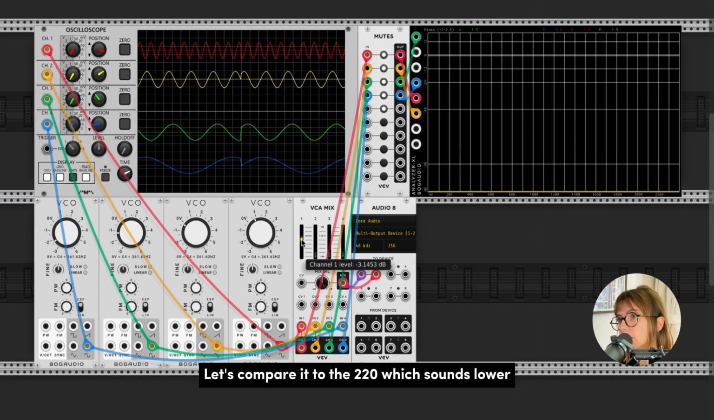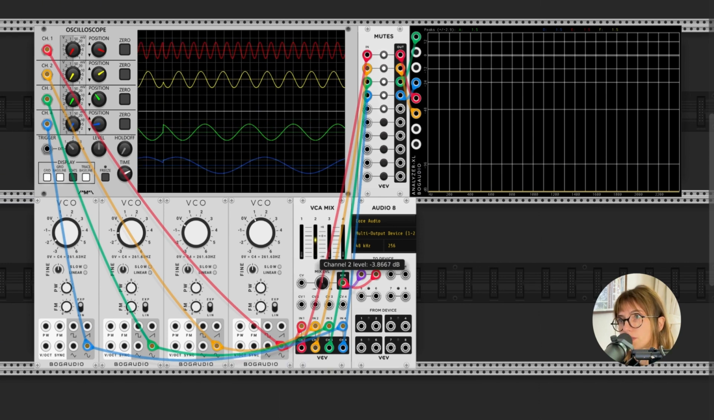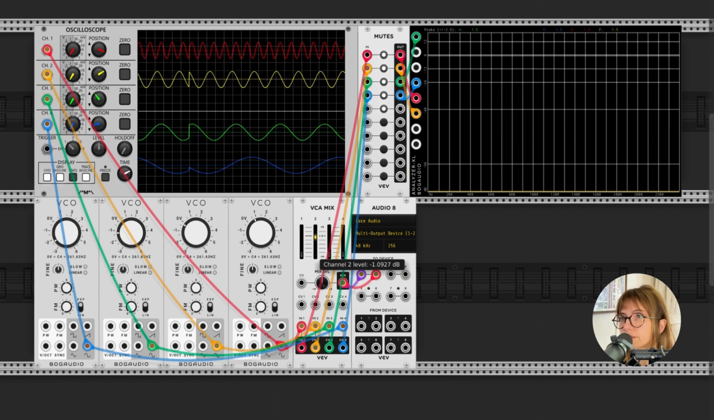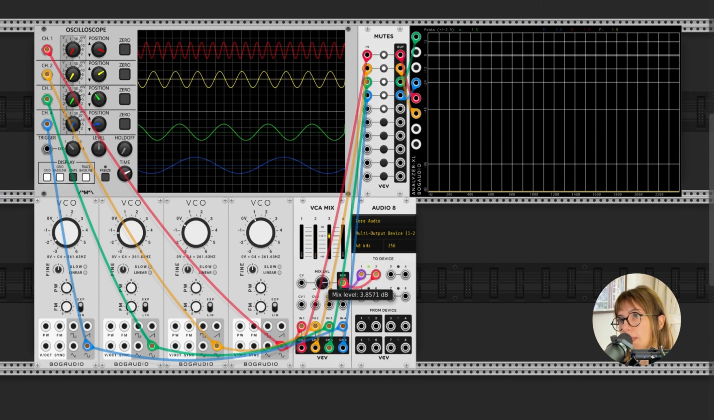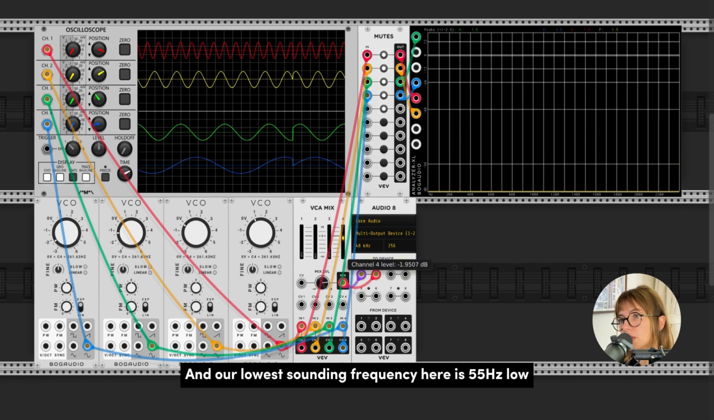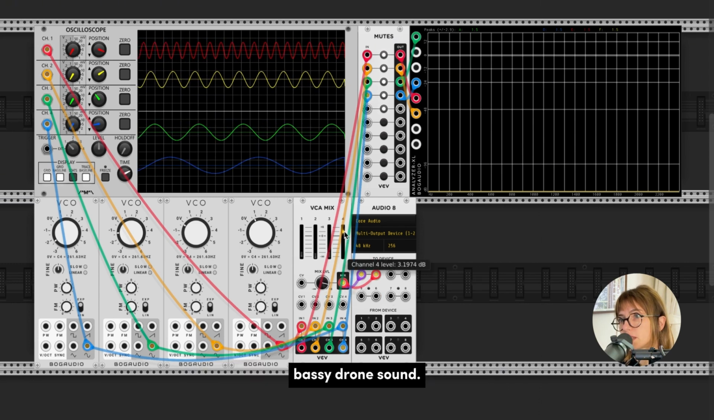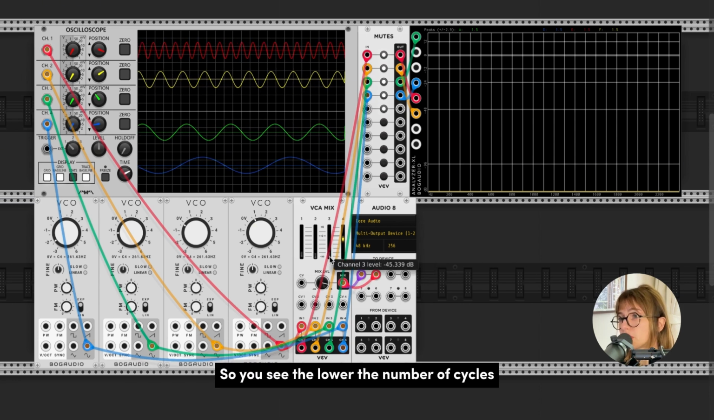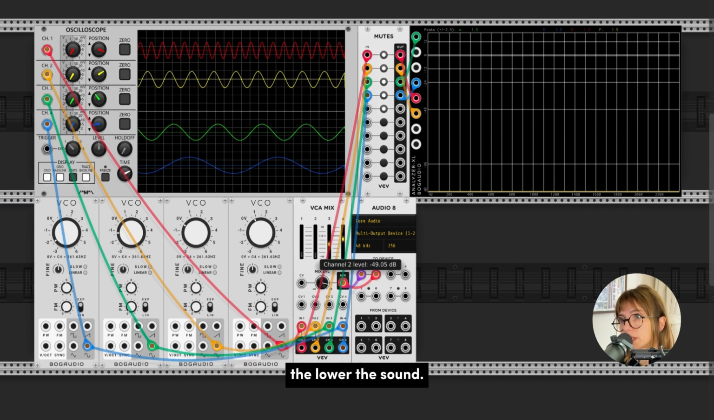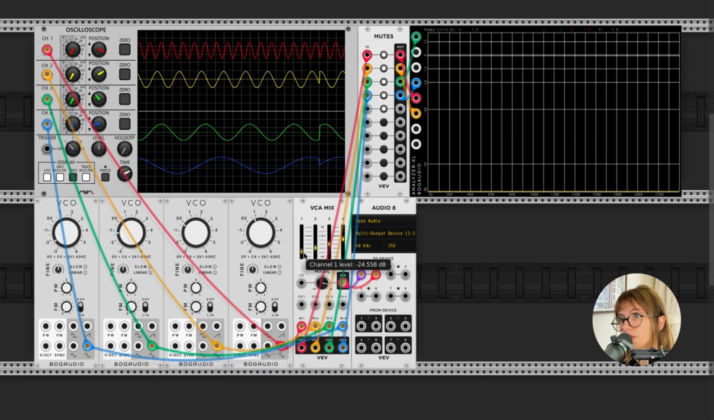Let's compare it to the 220, which sounds lower. And 110, which is lower again. And our lowest sounding frequency here is 55 Hz, a low bassy drone sound. So you see, the lower the number of cycles, the lower the sound. And more cycles per second means a higher pitch.